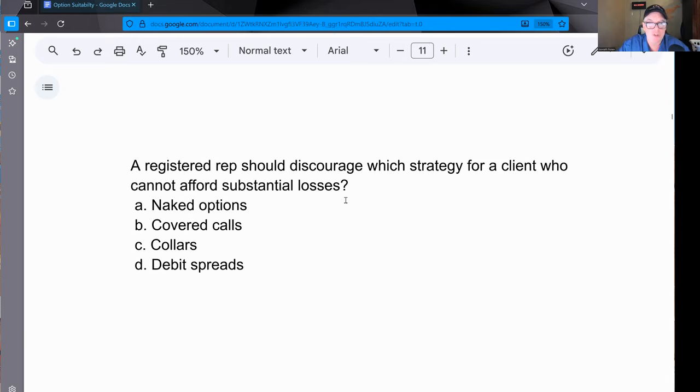A registered rep should discourage which strategy for a client who cannot afford substantial losses? That makes sense. Well, in reality, A is the answer because A, naked options, baby, have big risk. Naked call has unlimited risk. Naked put has risk down to zero, which is whatever the break even is. So naked options, baby. Naked, uncovered. Ooh, it's cold in here. I'm seeing shrinkage. Okay.